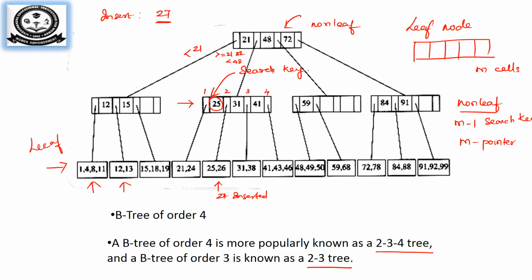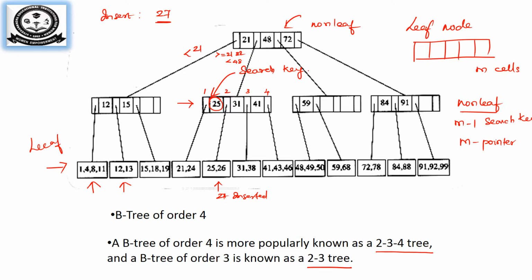The non-leaf node will have a structure with m pointers and m minus 1 search key values. What do we mean by search key values? If you see the root node, you have 3 search key values: 21, 48 and 72. Since m is equal to 4, you have 4 pointers. The first pointer refers to the nodes that are less than the search key value 21. The second refers to the child which is greater than or equal to 21 and less than 48. The third child will be greater than or equal to 48 but less than 72. Whichever is greater than or equal to 72 will go to the last child. This is how searching and insertion will happen.